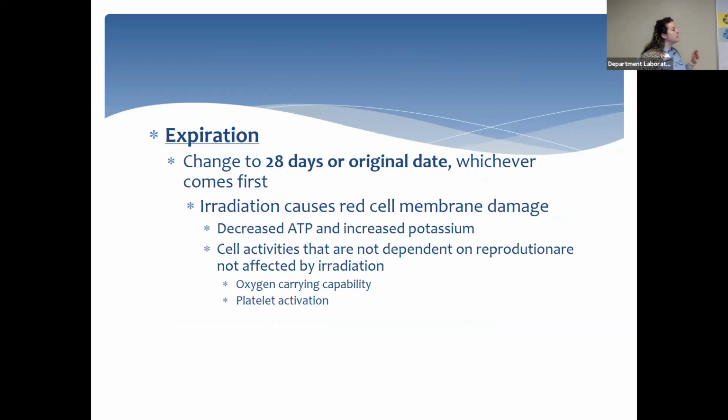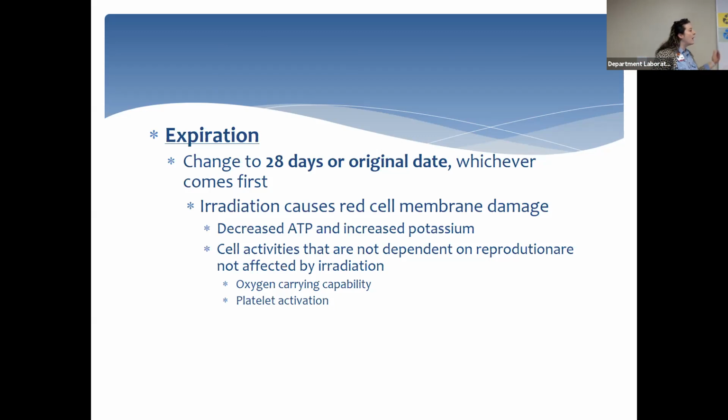All right, expiration time for irradiation. Once you irradiate, that changes your expiration date to 28 days or the original date, whichever comes first. Okay, so if you have a brand new unit that you just received from your donor and it's 35 days out from its expiration and you irradiate it, you have to change that expiration date to 28 days instead of 35 days. However, if you have a unit of red cells that expires next week and you irradiate it today, that expiration date remains the same. Okay, does that make sense?